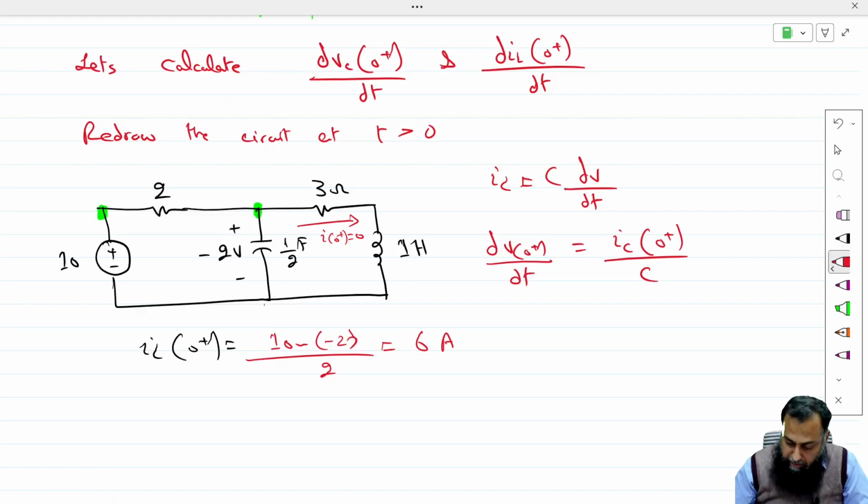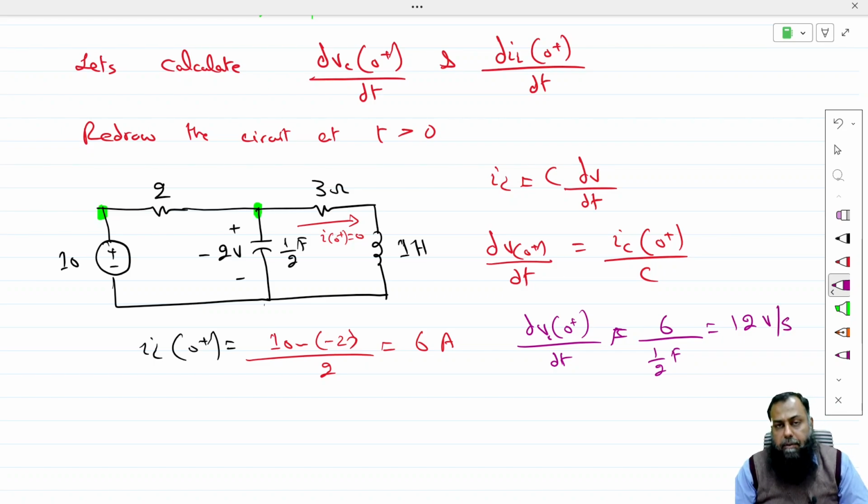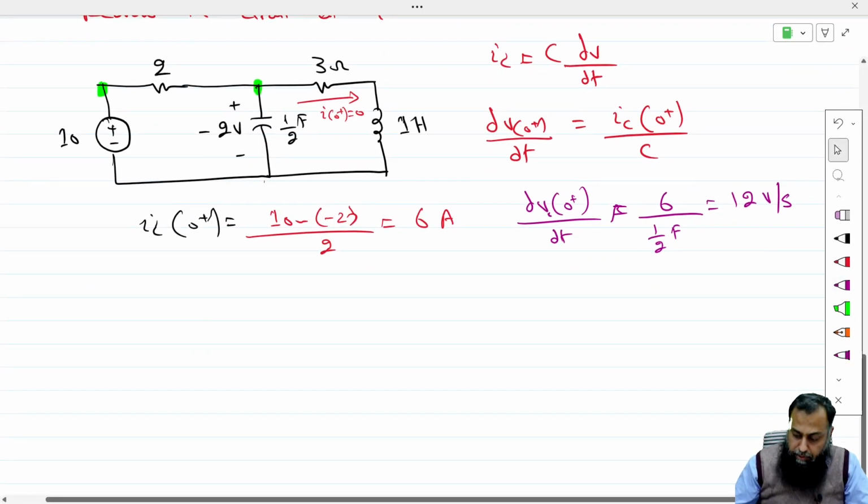So if I plug this value in here, therefore dVC(0+)/dt is equal to 6 divided by 1/2 farad, and that is equal to 12 volt per second. That is the rate of change of the capacitor voltage after we operated the switch at time t equal to 0. So the capacitor will have to traverse to its final value initially at this rate, which is equal to 12 volt per second.